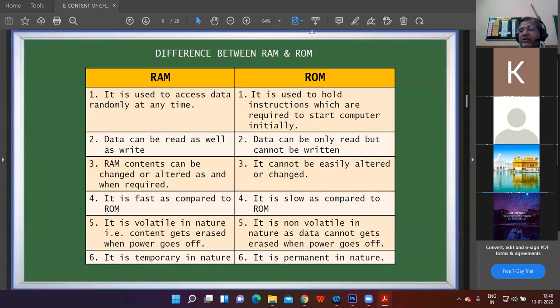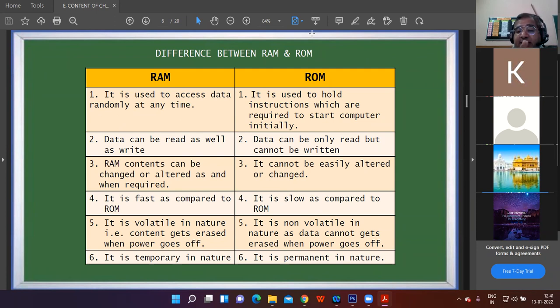Then these are the differences between RAM and ROM. RAM is used to access data randomly at any time from any location. ROM refers to the permanent instructions given by the manufacturer, and these instructions are used to start the computer. Data in RAM can be read as well as written, but in ROM we can only read the data. We cannot write the data.